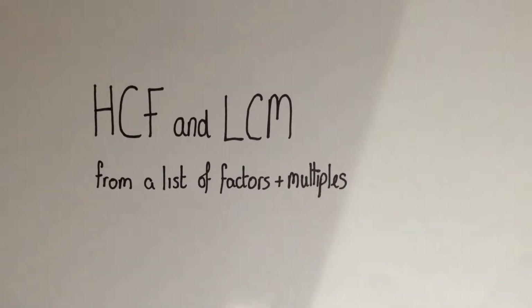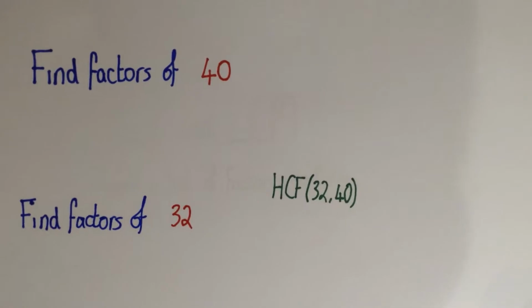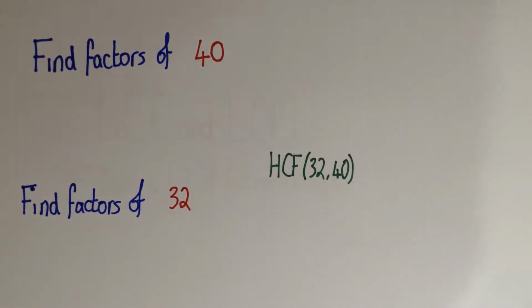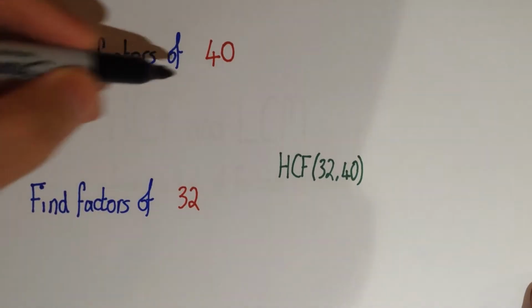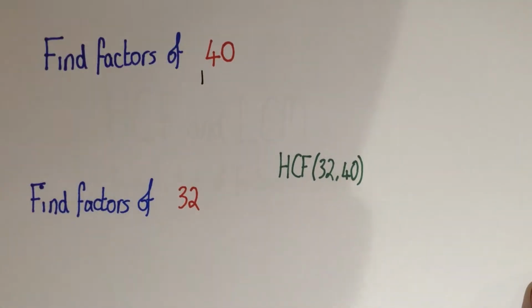This is a guide to highest common factors and lowest common multiples using a list of factors and multiples. If we start with factors, it's always easy to try and find factors in pairs. A little trick to make sure that you don't miss any out is to try and go through in a logical order. So for 40, I will always start with 1, and I'll do this for every single number.